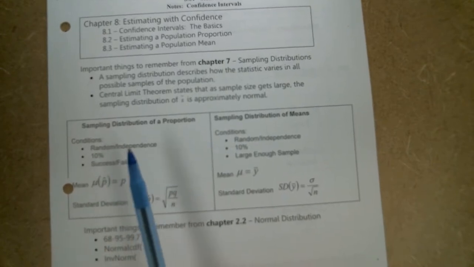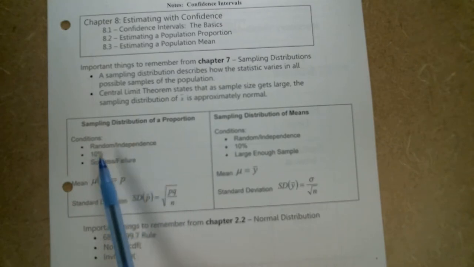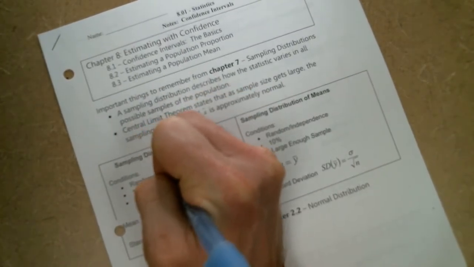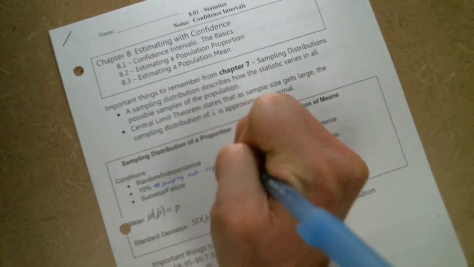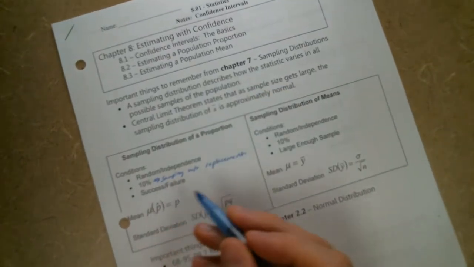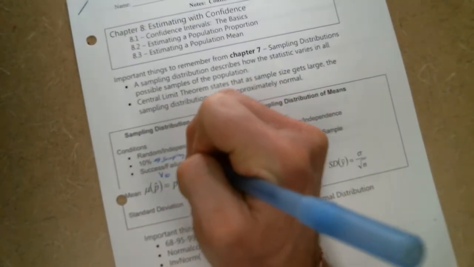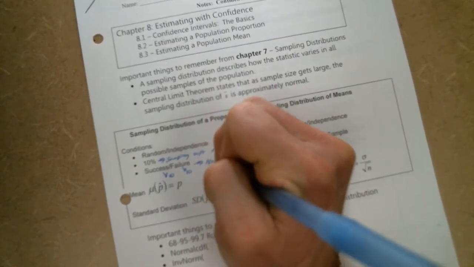All right. When we're talking about the sampling distribution of a proportion, our conditions are randomization and independence. The 10% condition applies when you're sampling without replacement: you don't want your sample to be above 10% of the population. Then the success/failure condition is 10 successes and 10 failures, so that we can use a normal approximation. We saw that the mean of the sampling distribution is equal to the population value, and the standard deviation of the sampling distribution is the square root of PQ over N.